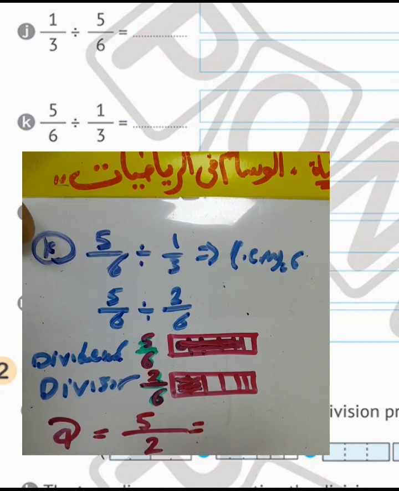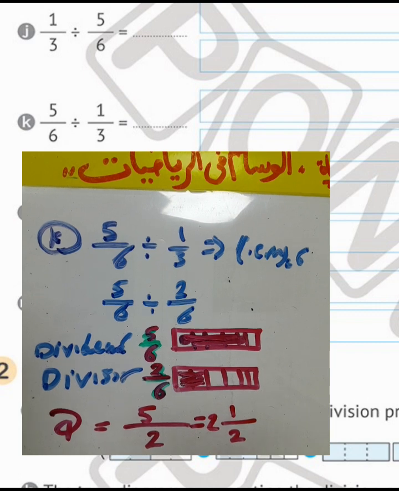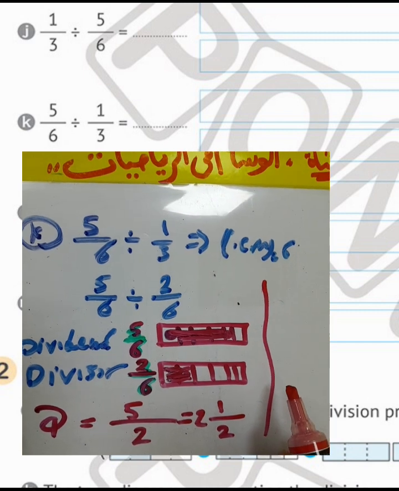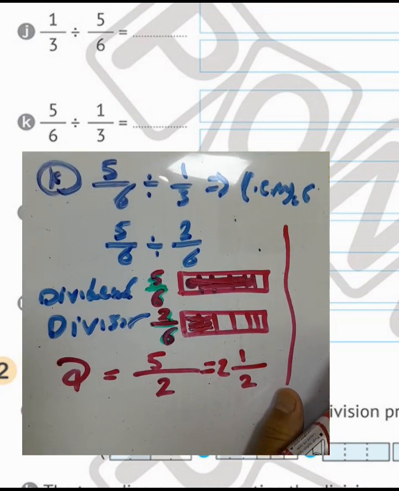But 5 over 2 we call improper. You must convert from improper to mixed number. Write 2 in the numerator, and 5 divided by 2 equals 2 and the remainder 1. Then the result will be 2 and 1 over 2. Okay, you can pay attention to these steps to know whether your result is exact or not.